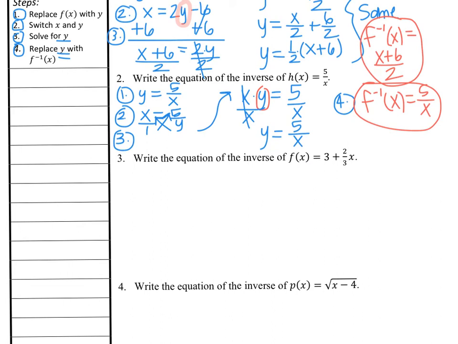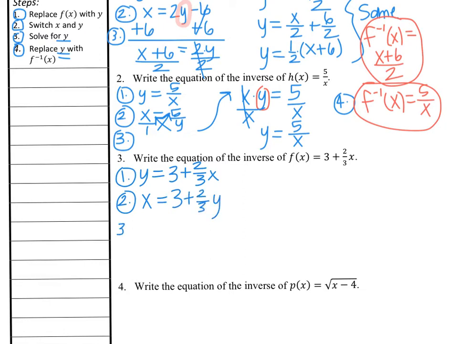So step 1, replace your function with y in the front. So instead of f of x, y equals 3 plus 2/3 x. Step 2, switch x and y. So x equals 3 plus 2/3 y.